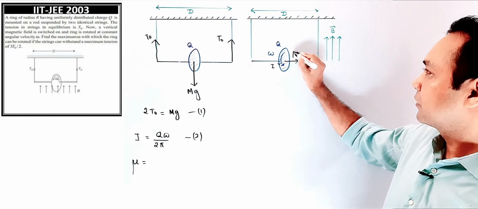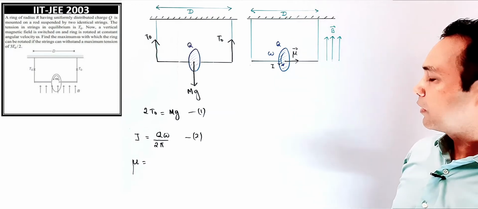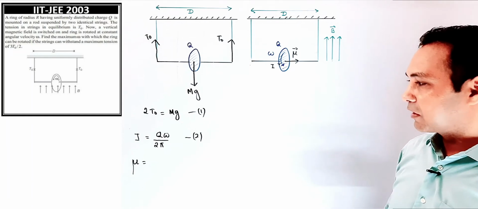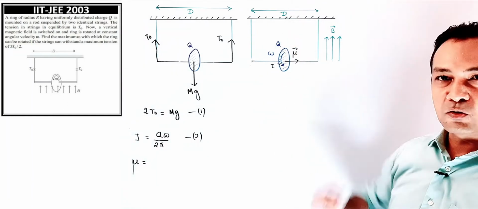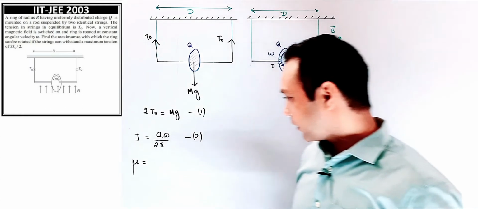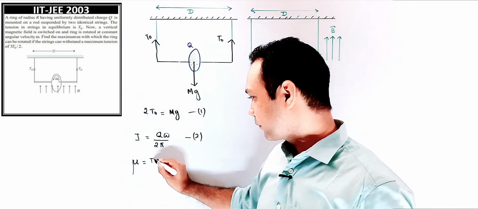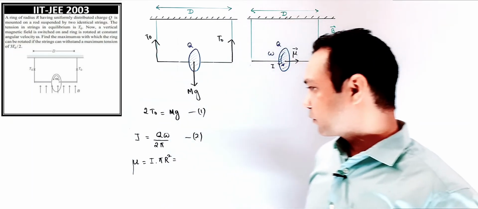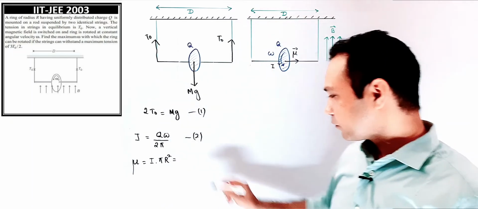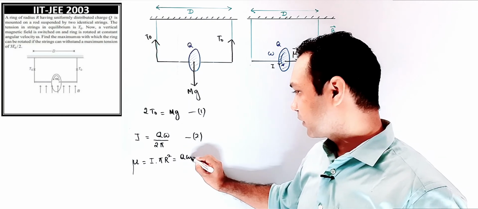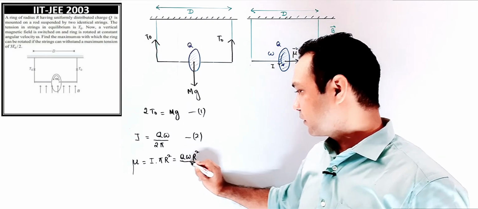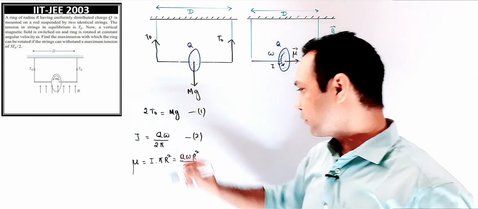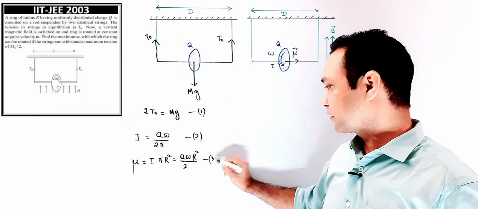So this is the magnetic moment vector, and the magnitude of this magnetic moment would be I into area. I am assuming this radius to be r. So this magnetic moment will be I into pi r square. So let me just put the value of I. So that would become Q omega r square divided by 2, because that pi and pi will get cancelled. That is my equation 3.